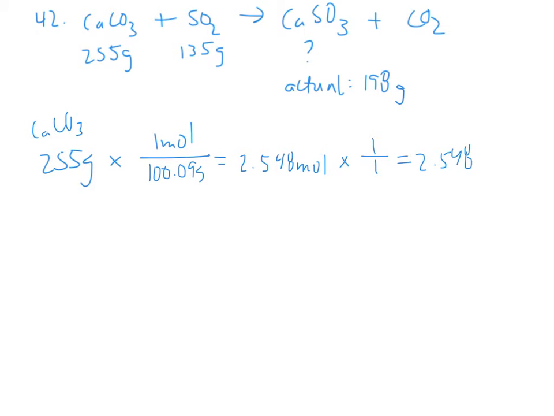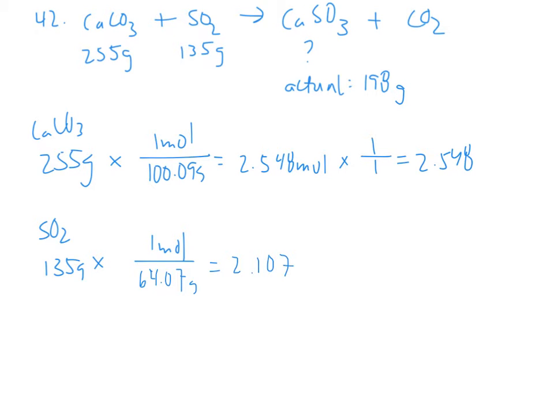And so if I take the SO2, 135 grams of SO2, looking at its molar mass of 64.07 grams per mole. So 135 divided by that molar mass is 2.107. And remember, they said everything was equal molar. So here's my limiting reactant, is the 2.107.